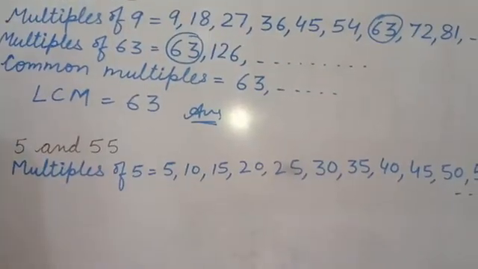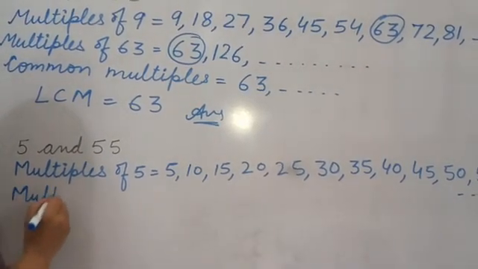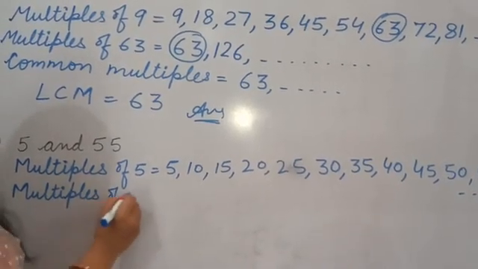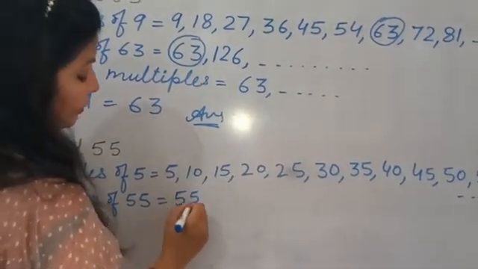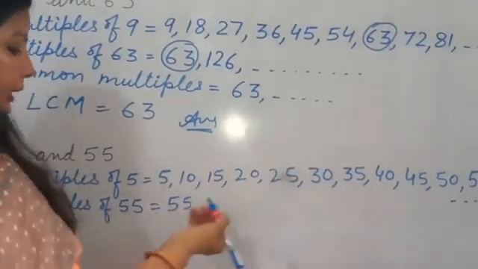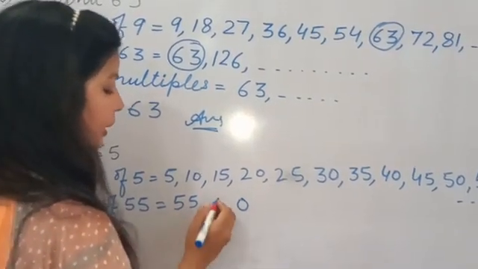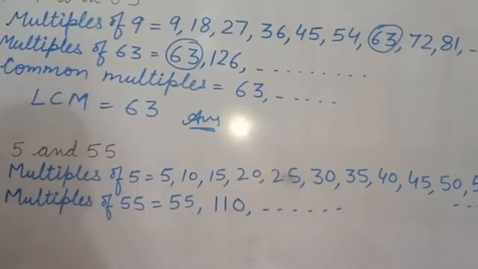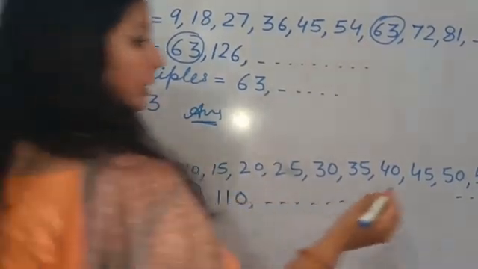Okay. Now we should write multiples of 55. So the first multiple is 55 ones are 55. Then there is no need for the second also because we get the common. But the second we can write here: 2 fives are 10 and 1 eleven is 110. So no need to take more. Now which is the common? 55 is the common in both.